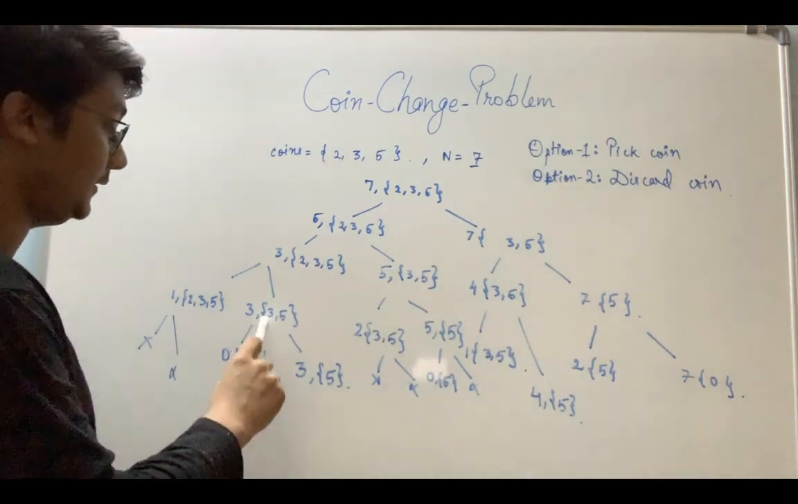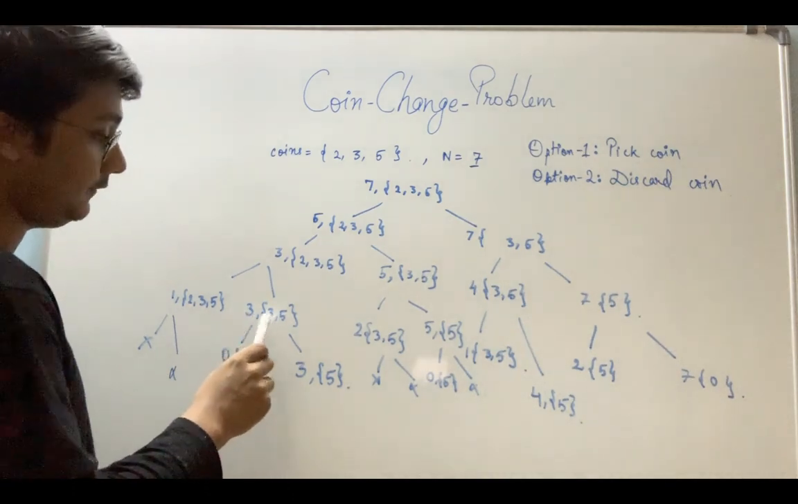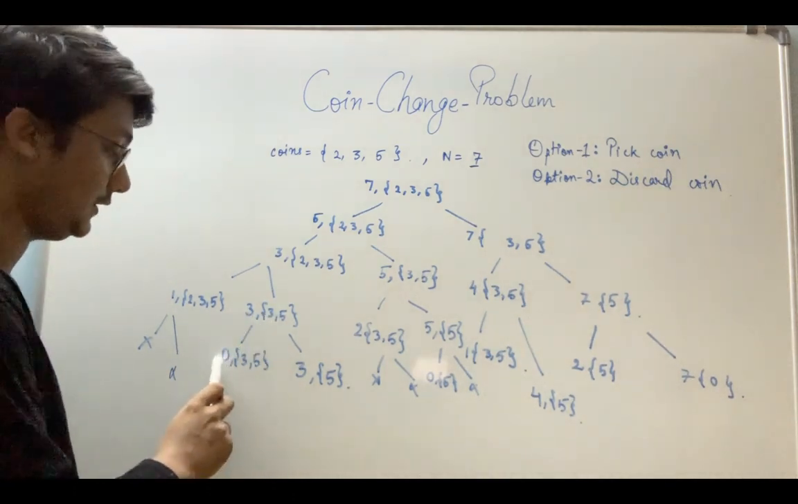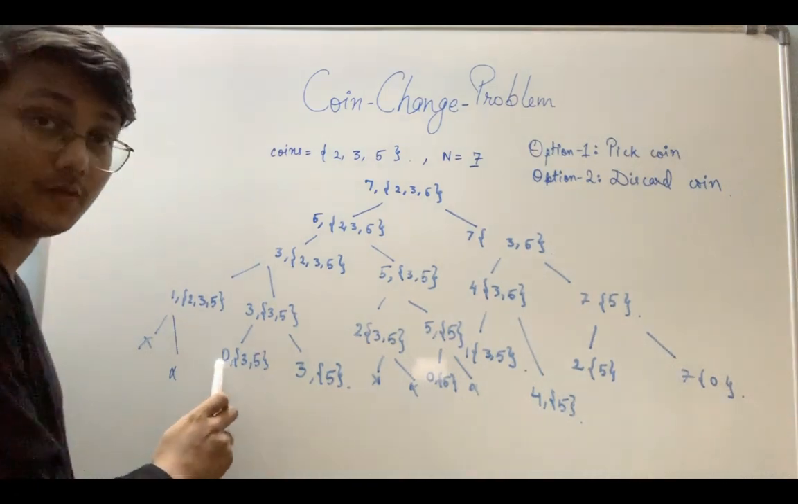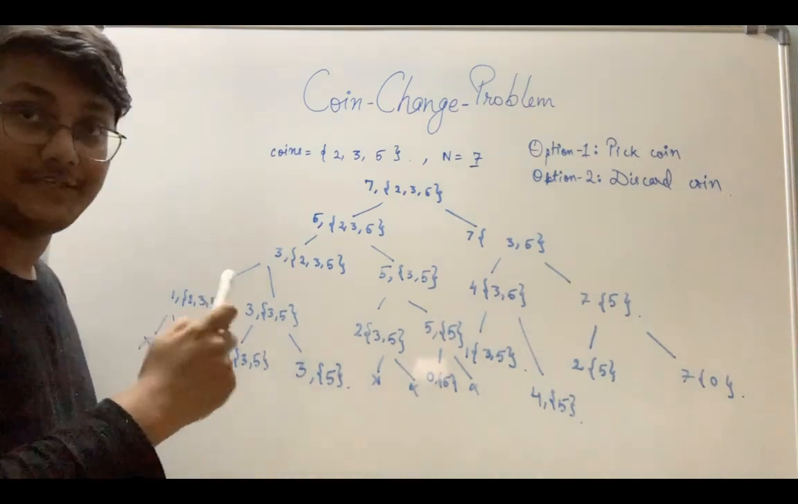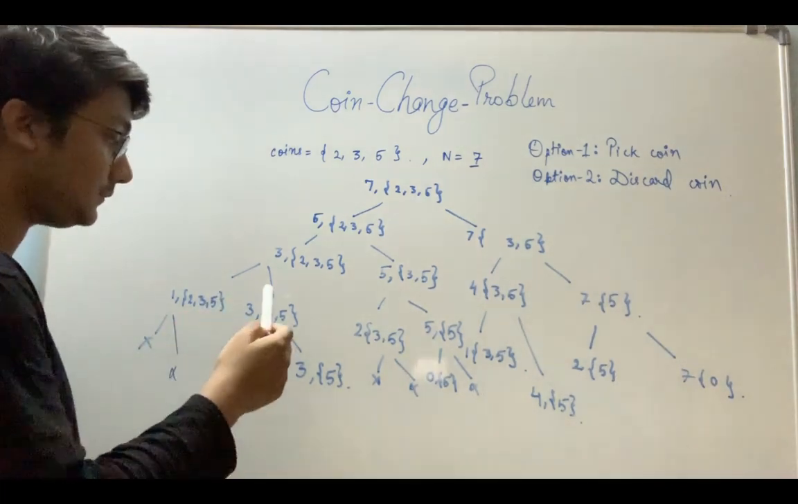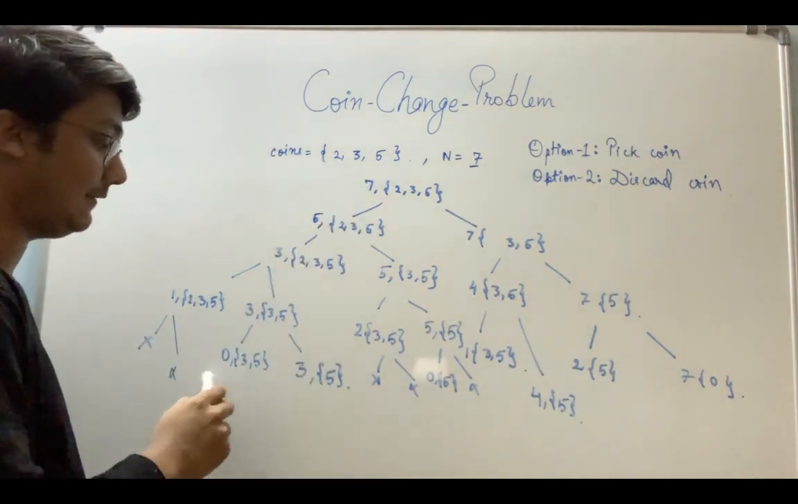Now if you come here, you can again pick a coin. In this case, if you pick 3, you are left with the number 0. This number 0 means that you have successfully made change for the number 7 at this level, and now you don't have to make any change.